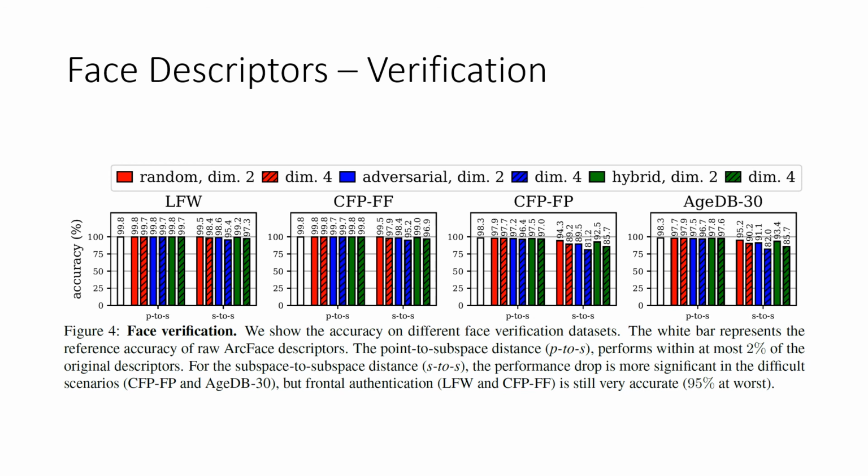Finally, we report face verification accuracy on multiple datasets based on state-of-the-art 512-dimensional ArcFace descriptors. The point-to-subspace matching performs within at most 2% of the original descriptors across the board. For the subspace-to-subspace distance, the performance on the simple datasets only drops by a few percent. For more complex datasets consisting of frontal-to-profile matching or large age differences, the performance drop is more significant. Nevertheless, the simpler datasets are still representative of common authentication systems, making our approach highly relevant for such scenarios.